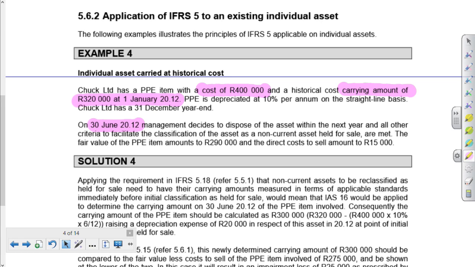All right, so I want you to do steps 1, 2, and 3 for me. So I want you to depreciate the asset up to the date the criteria is met, because up to there it's PPE. Then transfer it to non-current assets held for sale, and then remeasure it and check impairment at that date.